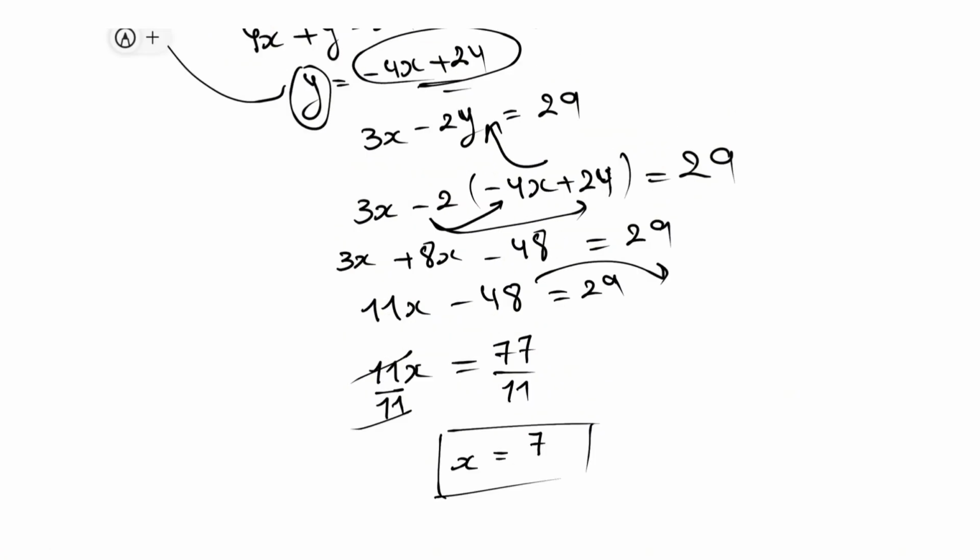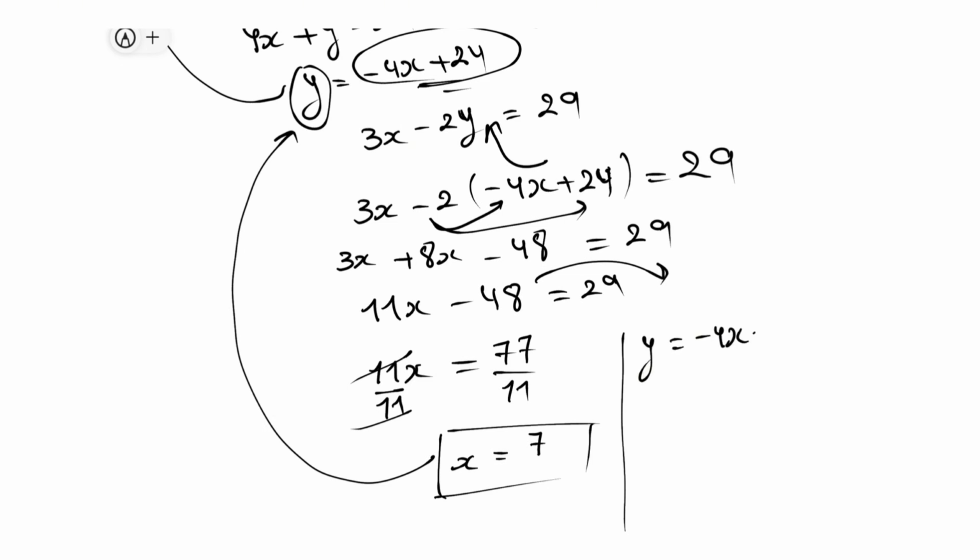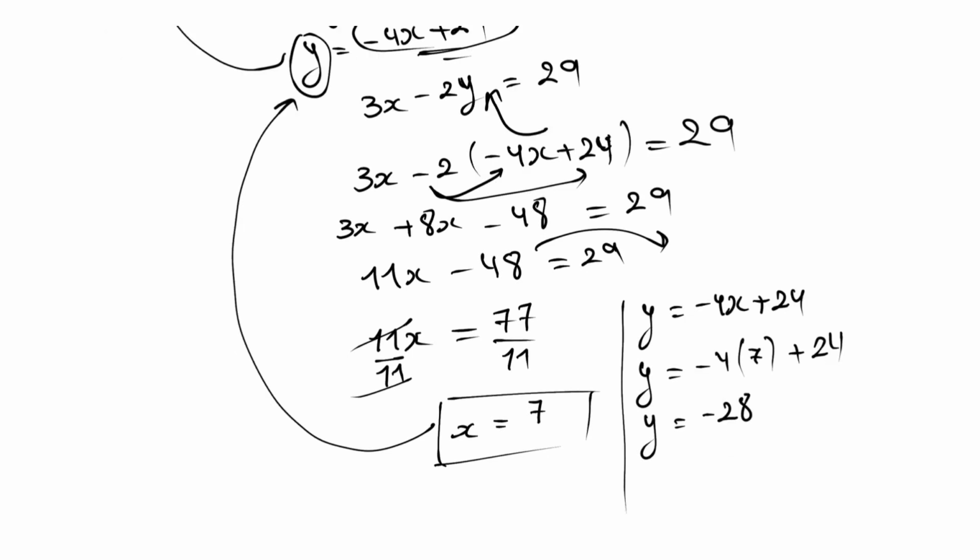The easiest option to find the value of y is to just replace it here. Okay, the equation we rearranged. So y equals minus 4x plus 24. So y equals what? Minus 4, x equals 7, plus 24. So we have y equals minus 28 plus 24. So y equals what? Minus 4. So this is the first case where we solve the system of equations by substitution.